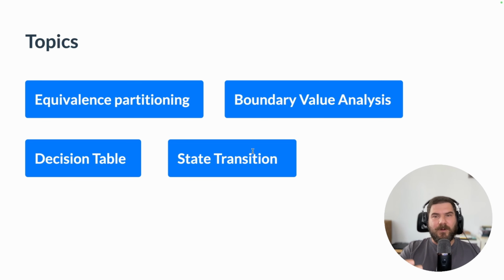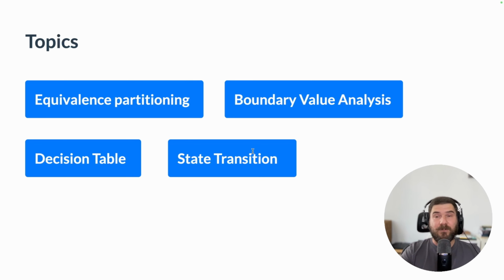So the topics that I'm going to cover are the following. One is equivalence partitioning, concerned with when we have groups or sets of inputs that are generating the same output. Boundary value analysis, concerned about what is happening at the boundary when a behavior is changing, so it zooms in on the boundary.